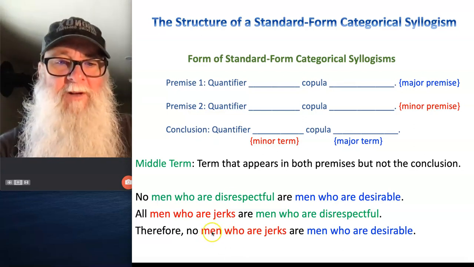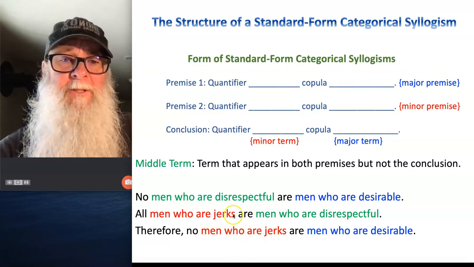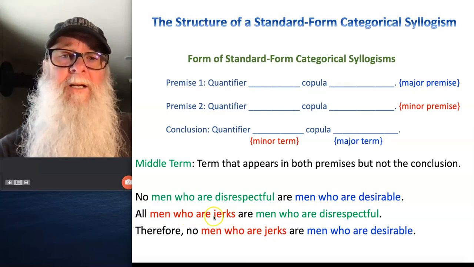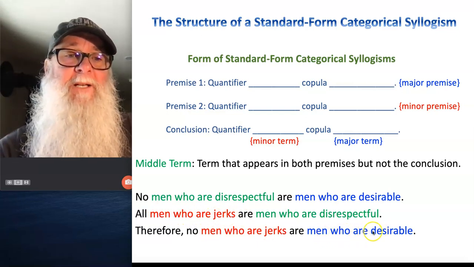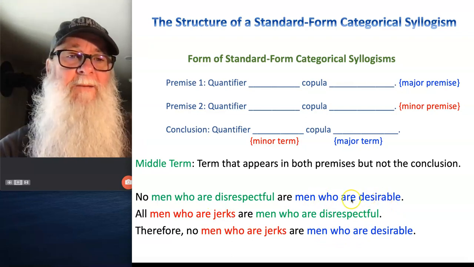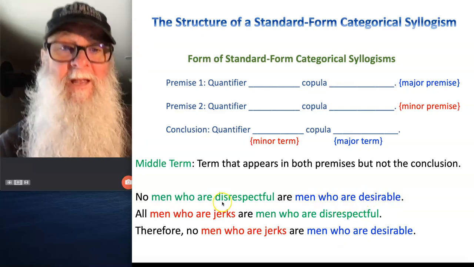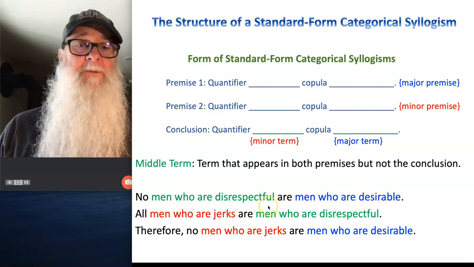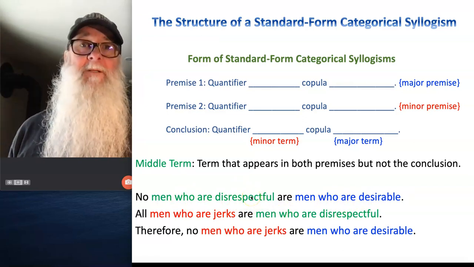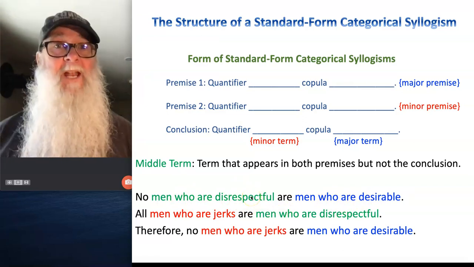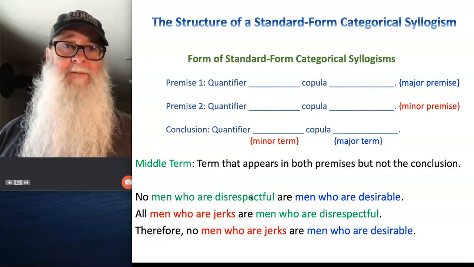So you can see down here, we've got our minor term, the subject of the conclusion, also appearing here in the second premise, and our major term, the predicate of the conclusion, appears the exact same way up here in the major premise, the first premise, and our middle term, men who are disrespectful, appears in both premises, but not the conclusion. So we have a standard form categorical syllogism here.